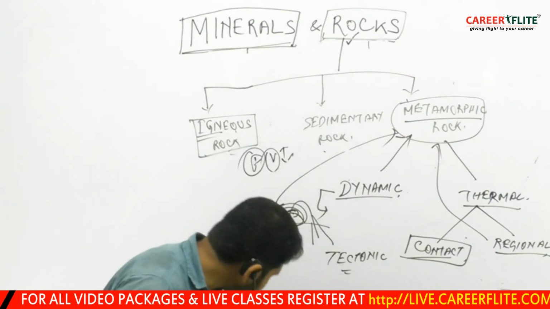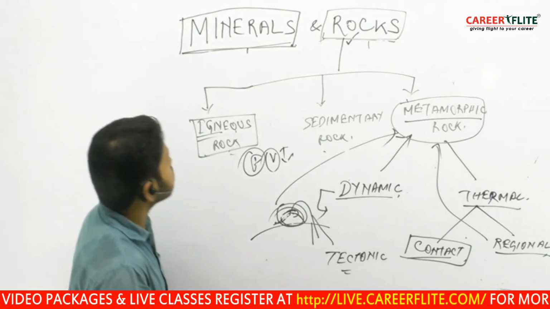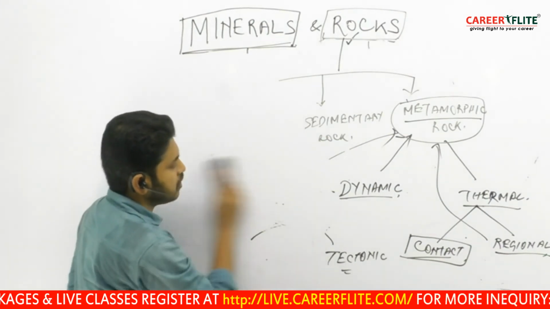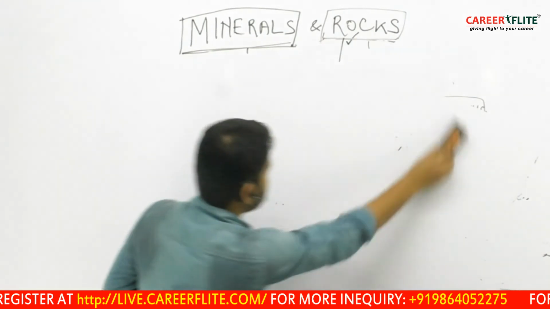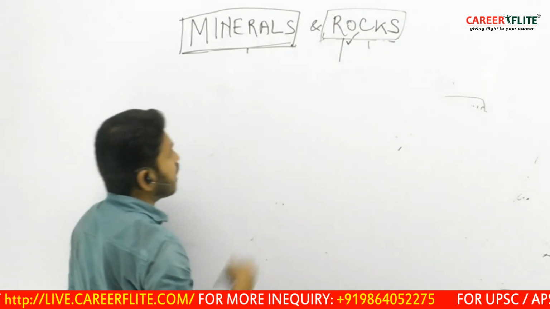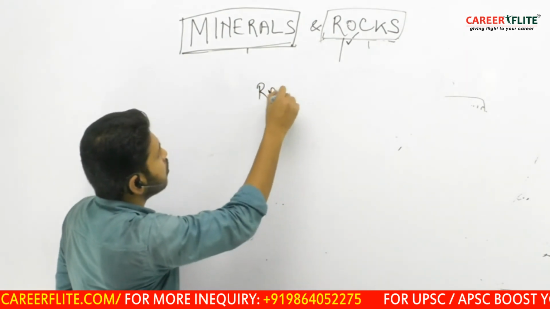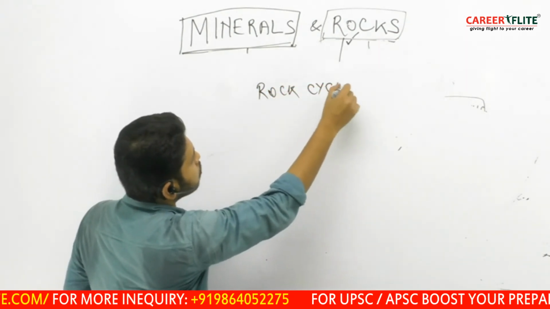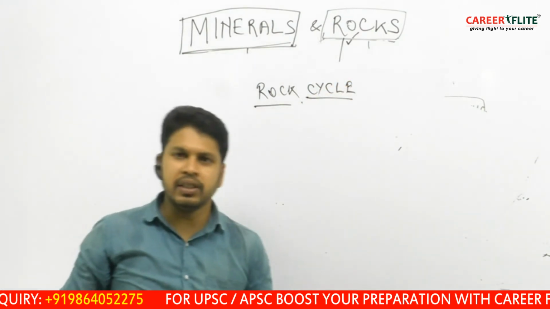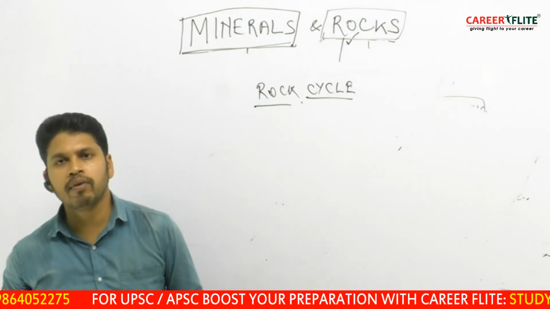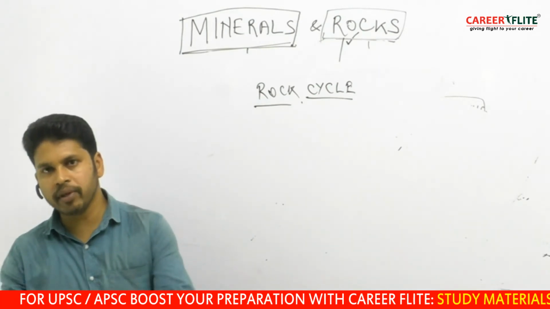So the next topic is rock cycle. These are different types of rocks. In the next topic, we are going to talk about the cycle of rock. Now, what is actually the rock cycle? In the rock cycle, we are going to see how one form of rock is changing to another form of rock, how one form of rock can get converted, transformed into another form of rock.